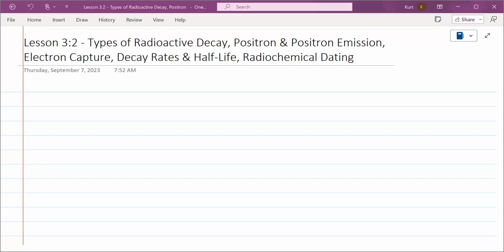Okay, lesson 2 for unit 3. We have types of decay, positron emission, electron capture, decay rates, and half-lives.